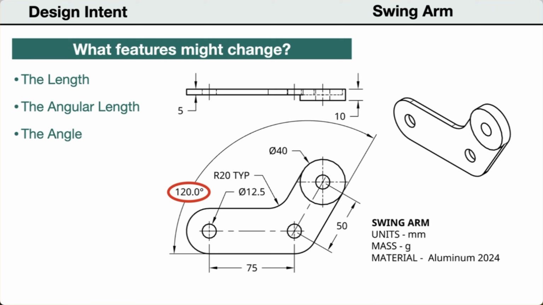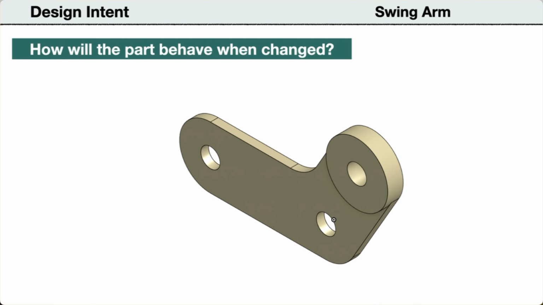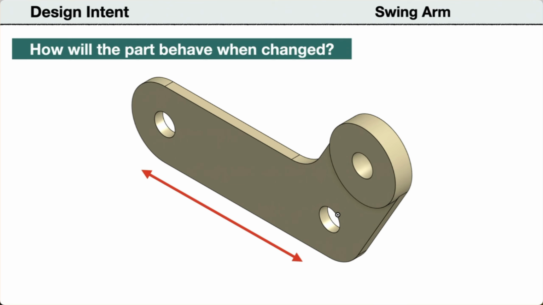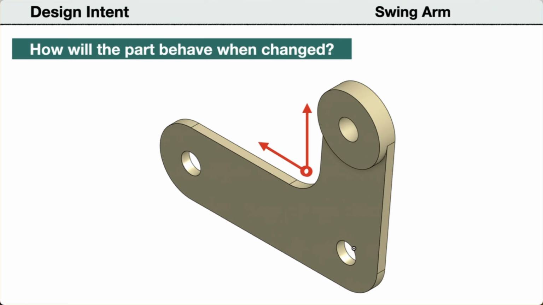Next, we need to identify the features that will not change if the part is revised. The diameter of the semicircular ends that also determine the width of the arm will remain the same. The size of the fillets. The size of the holes will remain unchanged. The choice of constraints and the order they are applied will determine if the model will behave predictably when changed. So the design intent is to be able to change the length of the horizontal arm, and the angular arm, or change the angle, and have the other features update without errors.